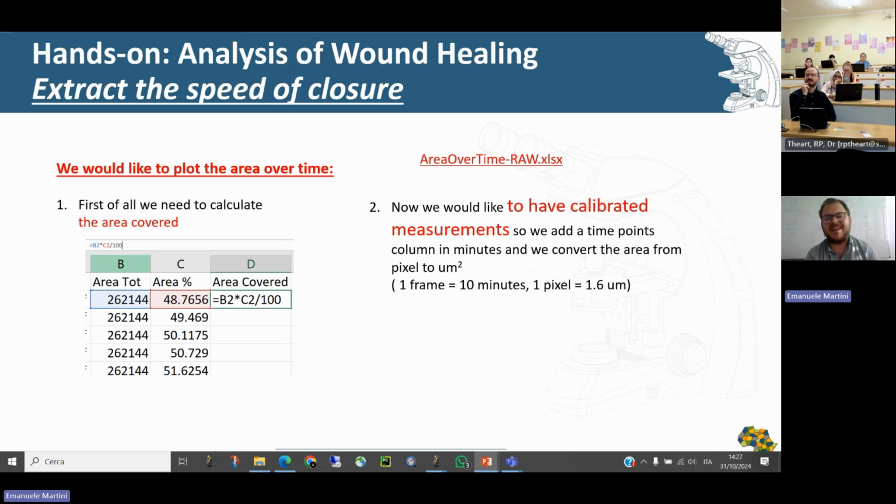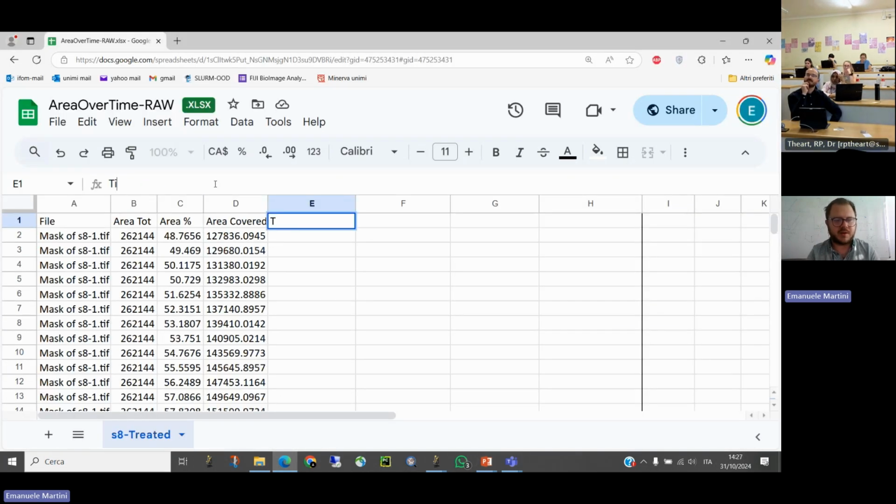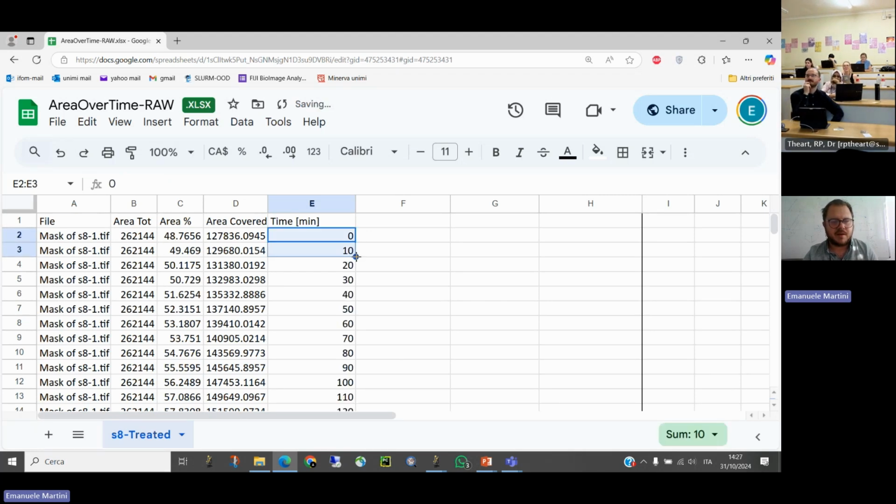so you can calibrate your measurement. In this case, for example, this experiment was taken with a time frame of 10 minutes. So each time point is 10 minutes. And then a pixel is 1.6. So you must calibrate your system. The first thing you have to do is to create one column called time in minutes. The name of the column is completely up to you. Then you can put 0 and 10. And then, as we have done before, we can auto-fill everything with the time points.